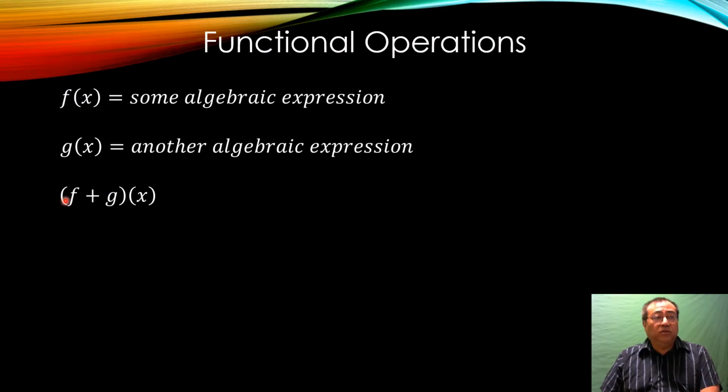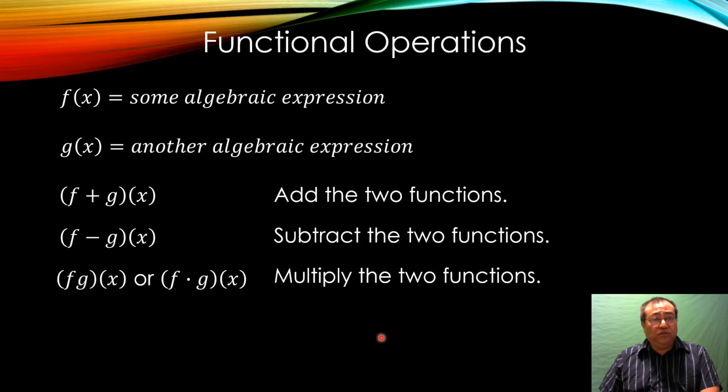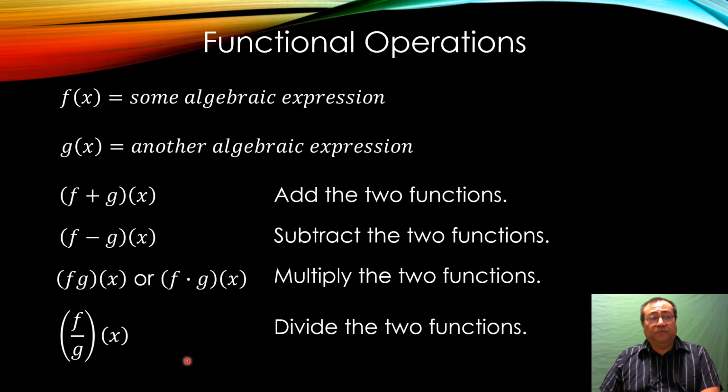So what we want you to do is take the two functions f and g and add them, and the input is x. So just add the two functions. If it's f minus g, we subtract the two functions. If it's fg like this or f times g like this, it means multiplication. We multiply the two functions. And if we have f over g, we're going to divide the two functions.